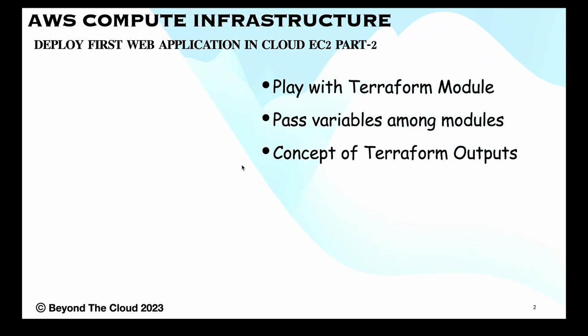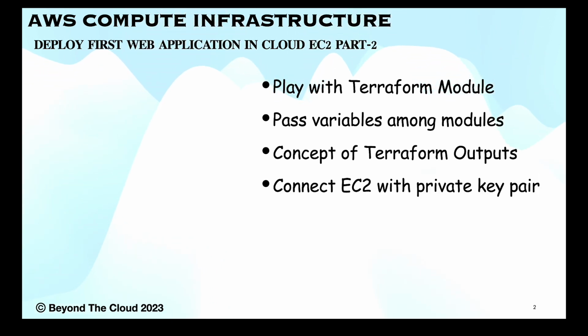Next, I will show you the concept of Terraform outputs. Why is it required? Terraform outputs is the one where we will pass the variables from one module to another. Next, I will show you how to connect to an EC2 instance with the private key: how to create the private key, how to store the private key, how to create a public key for the EC2 instance with Terraform, and how to store it.